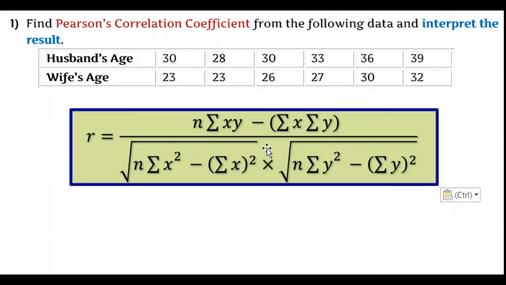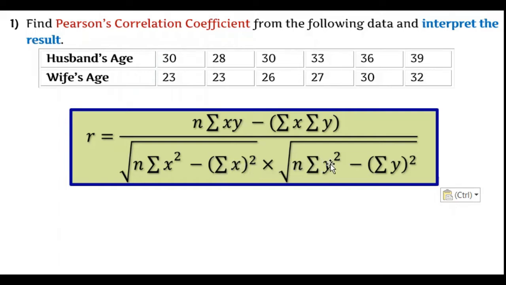Next I'll go to the denominator part. In the denominator you have again n, which is 6. Then you have sigma x square, which means you have to find the square of x and then sum it up. The values of x are given here. You have to find the square of each of these values, then total it up. That will be equal to sigma x square. Sigma x whole square: you find sigma x, the total of x, then you square it. That is equal to sigma x whole square.